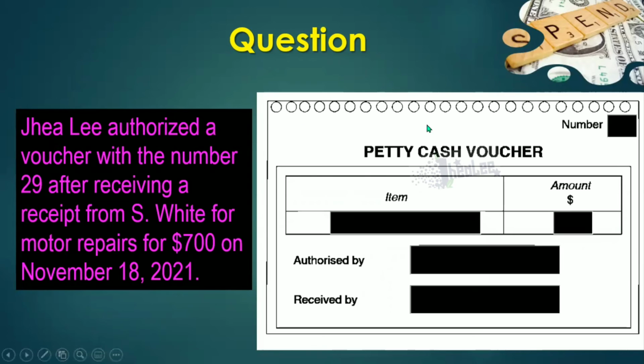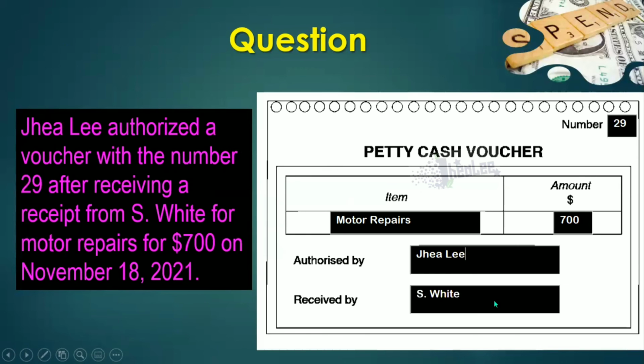So here we are. Let's put in the voucher number, very important, and this is 29. The item that is being paid for is motor repairs. The value or the amount that is being paid out is 700. It is authorized by J. Lee. So that's J. Lee's signature, for example. And the person that is receiving the payment there is S. White. And guess what? That's all you need for the petty cash voucher, right?